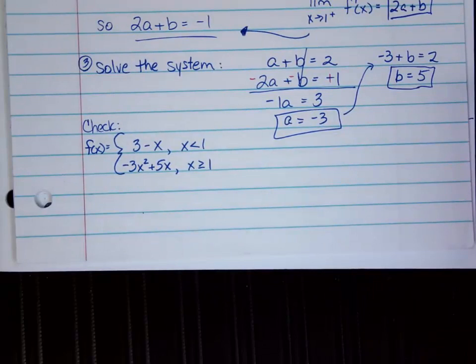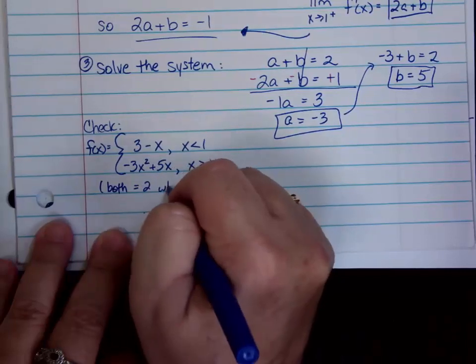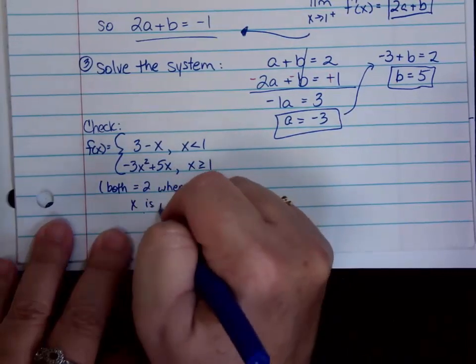Now, in order to be continuous, when I plug 1 into both equations, they should come out to be the same answer. If I plug 1 into the first equation, what do I get? 2. If I plug 1 into the second equation, what do I get? 2. I get 2 again. So that means it's continuous. That's the very unmathematical way to do it. We're doing math, but we're not writing anything down. We're just doing it in our heads. Both equal 2 when x is plugged in.